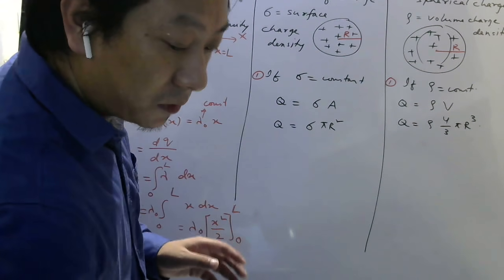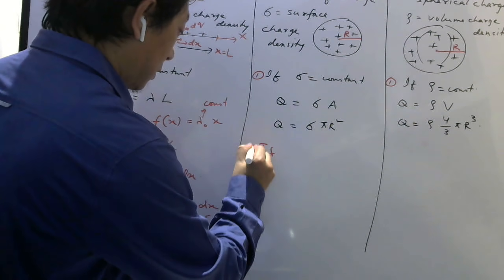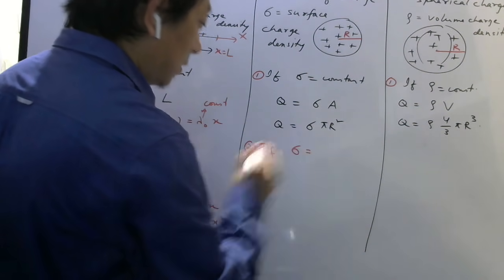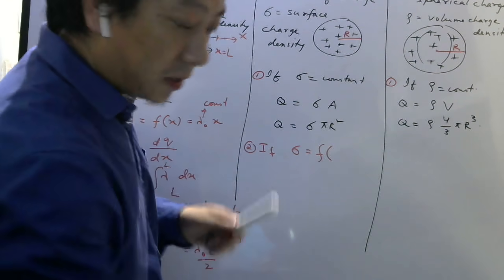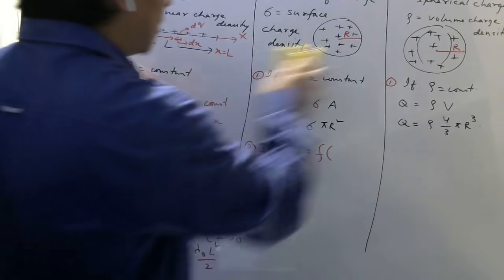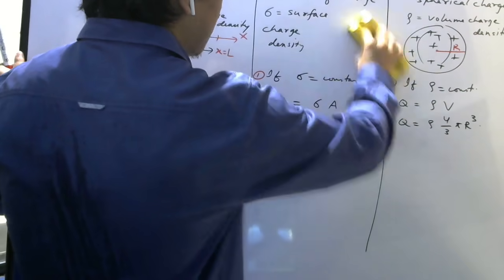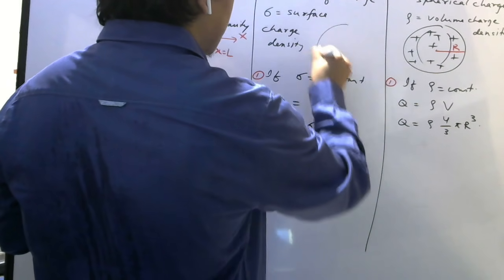But what if your sigma is a function of something? Here, how will they tell? They will tell like this. See, here the charge can vary along a line, here it is on a disk, no? So let us say I take this disk.